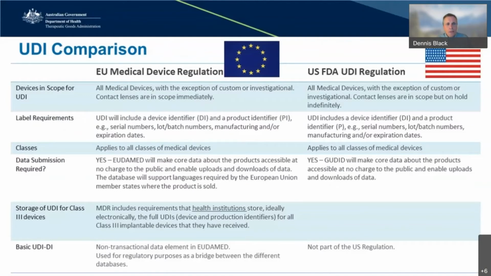There are differences between the two regulations. And I'm not going to go through this in great detail, but if you look at even who's responsible for the label, in the US, the FDA describes it as the labeler. In Europe, it's going to be the legal manufacturer. Europe is grouping products together with the basic UDI DI. There's no such concept in the US.